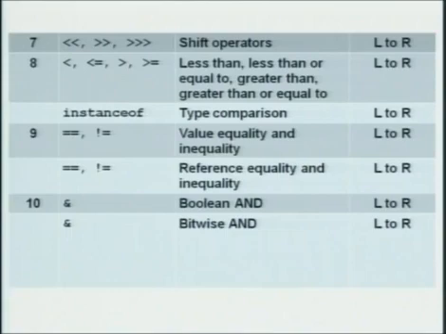Eighth one is given to all relational operators, less than, greater than; all of them have the eighth precedence. Then ninth one is given to equality checks, equal to, not equal to, like that. For reference equality also, and inequality also, these are used. Then tenth one is given to boolean and bitwise and. Boolean and bitwise and all have the tenth precedence. Then number 11 is given to XOR operations.